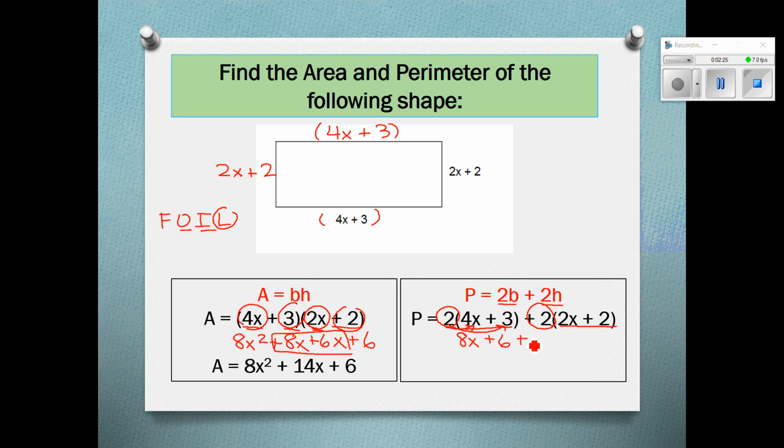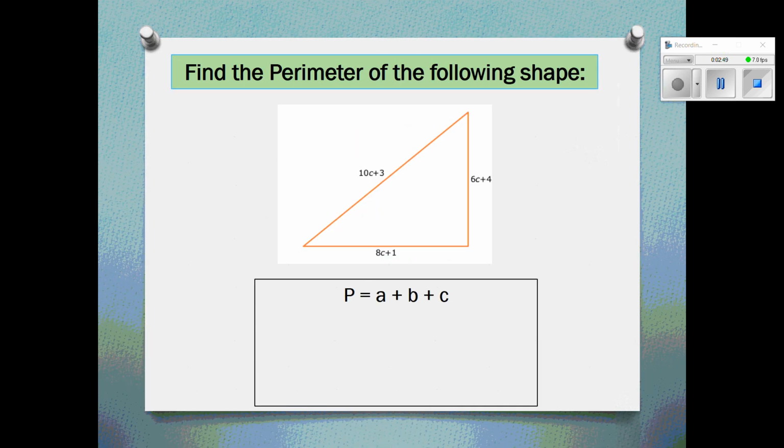Now we're going to do the distributive property for this one. 2 times 2x would be 4x, and 2 times 2 would be 4. Now we're going to combine our like terms. We have two x terms, and we have two constants that we're going to add together, and our final answer would be 12x plus 10.